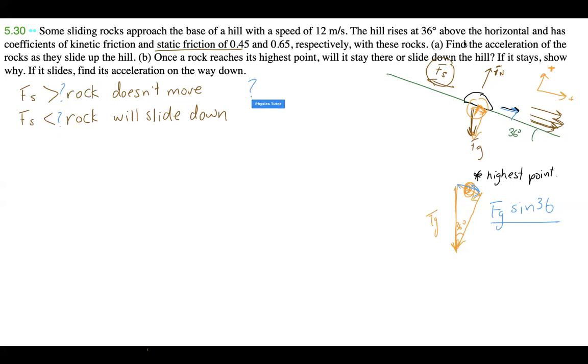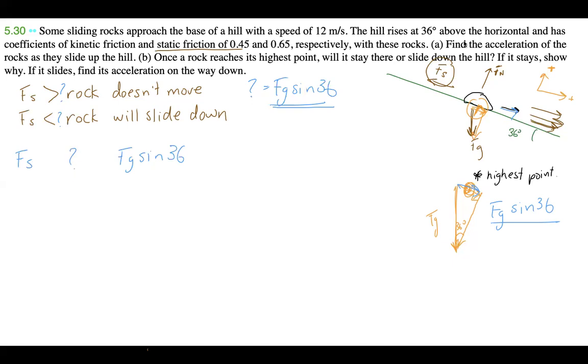This is Fg sine 36. All right, so the box is going to slide down if Fg sine theta is greater than Fs, and if Fs is greater than this, then the box will not slide down. So now we just have to solve for Fs, the force of static friction, and Fg sine theta, which is Fg sine 36, and figure out which one is greater, right?